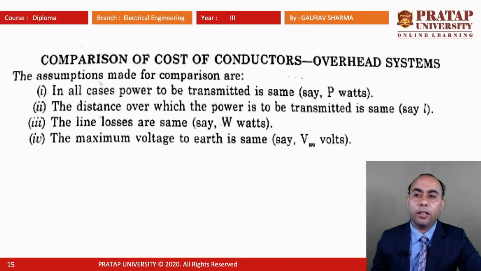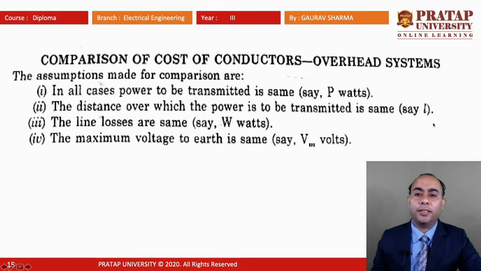So now we compare the cost of the conductor in the overhead and the underground system. First we are taking the overhead system. For this comparison, we make some assumptions. In all cases, the power to be transmitted is P watts. We also assume that the distance over which the power is to be transmitted is the same. So the distance is L.